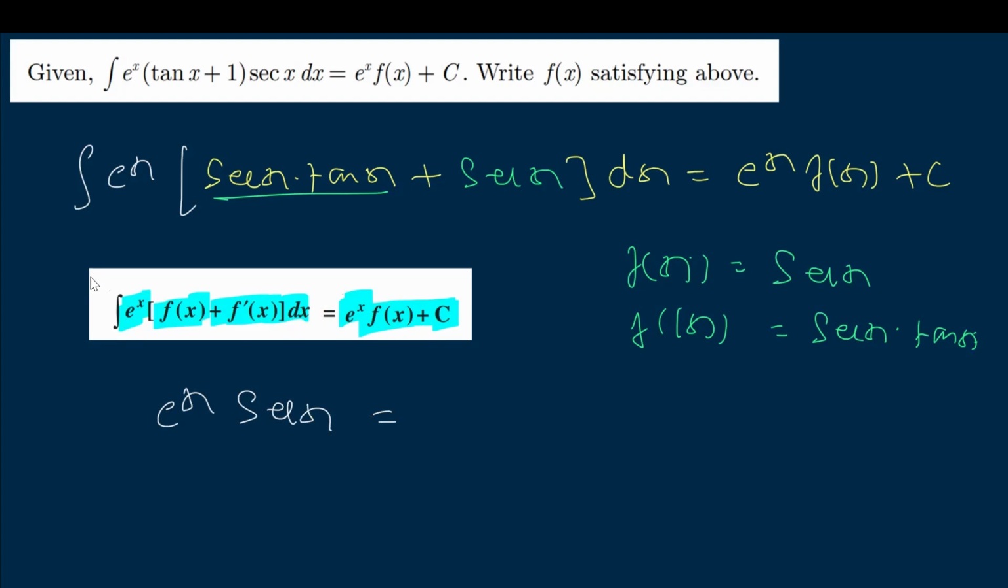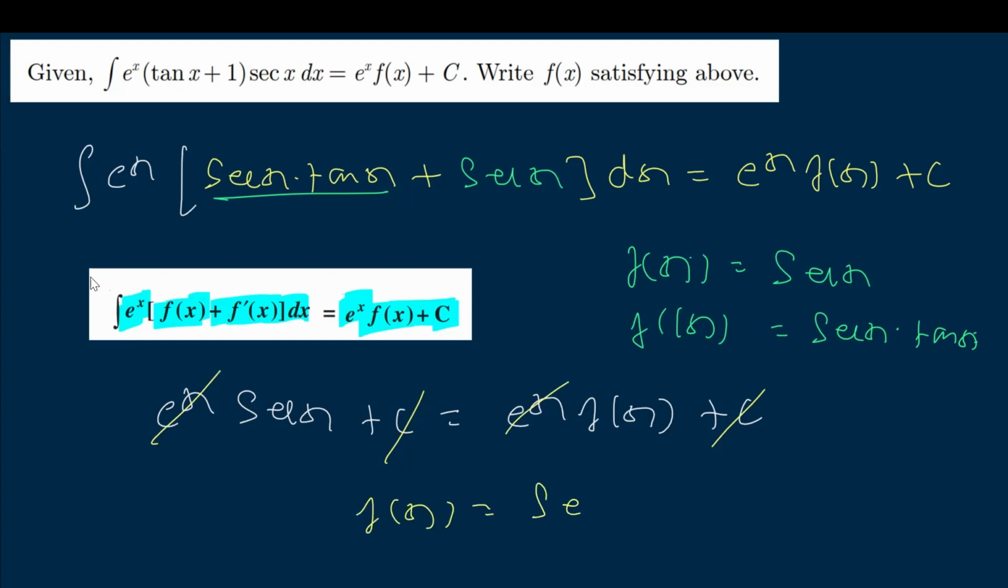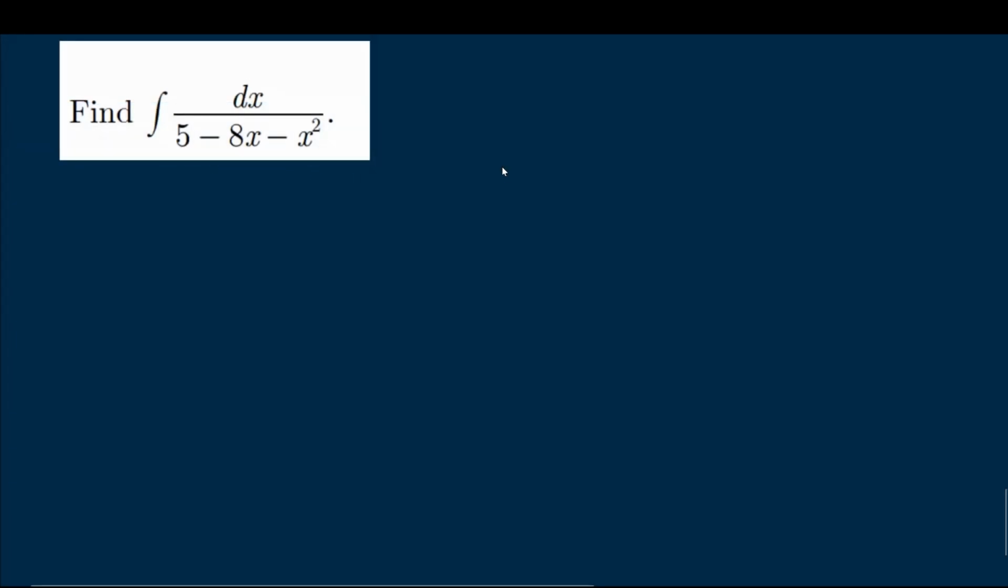And on the RHS, it is e raised to the power, okay, we missed plus c. On the RHS, we have e raised to the power x f(x) plus c. So clearly c and c get cancelled. And later cancelling this also, we can say now the f(x) is what? f(x) is secant x. So we have to find out f(x), and we got this as secant x.